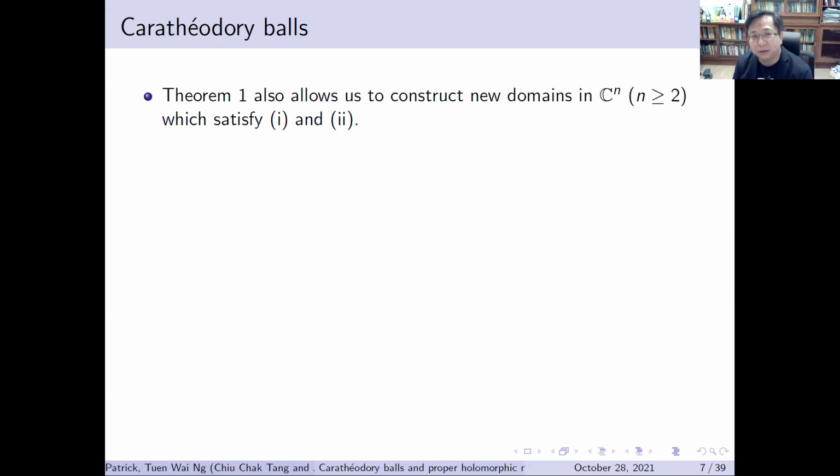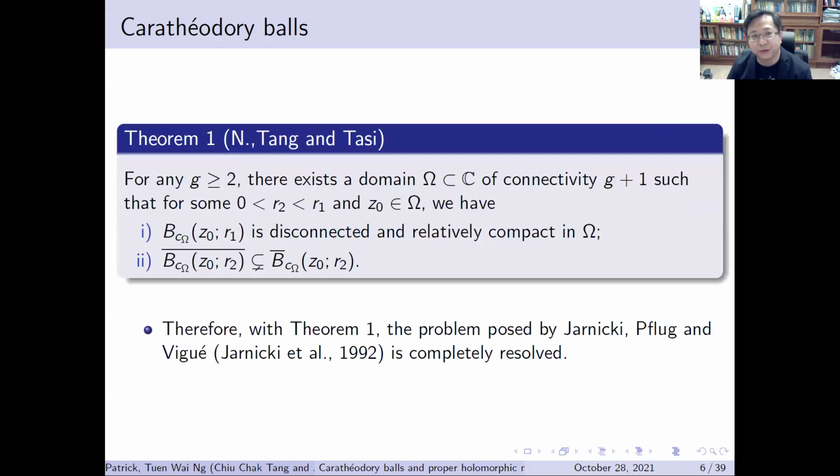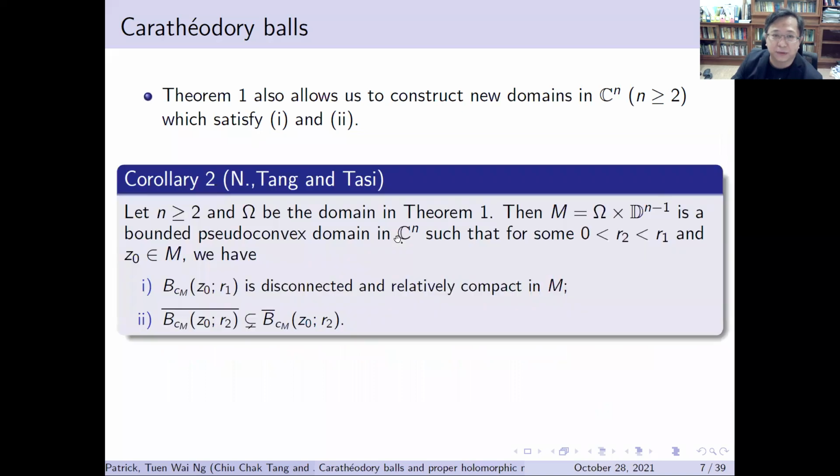Now, our example is one-dimensional here. However, we can also make use of this one-dimensional situation to get some new examples in high-dimensional cases. So the idea is the following. This is the omega I just mentioned, and then we take the Cartesian product with the n-1 copies of the standard unit disk.